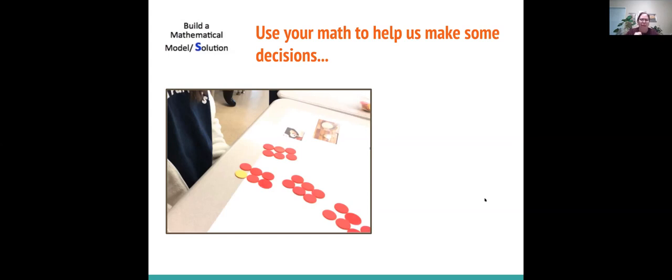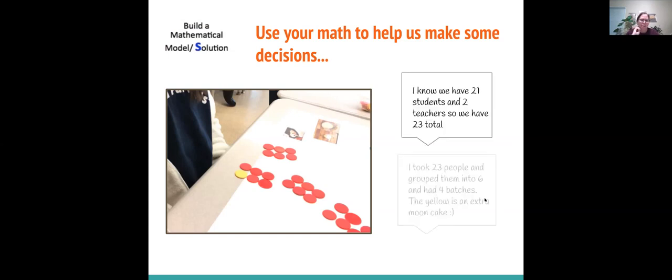this particular one. If you can go ahead and hit the button, you'll see the little captions of the students and what they said. Here, this student was trying to make enough for 23, and she set out the counters to represent the number of people that could have a moon pie in each batch. The last one has 1 yellow because that was an extra moon cake. That was her way of representing that.